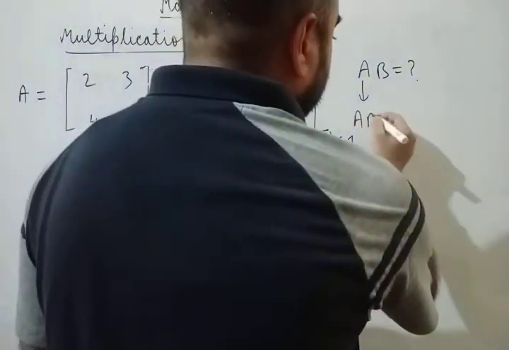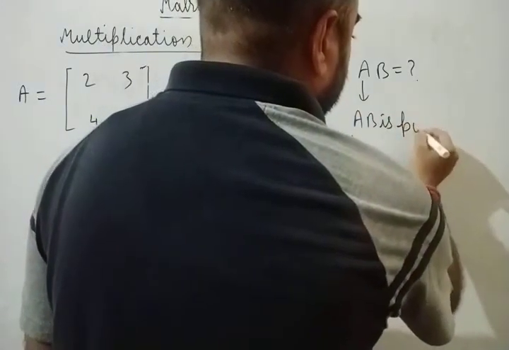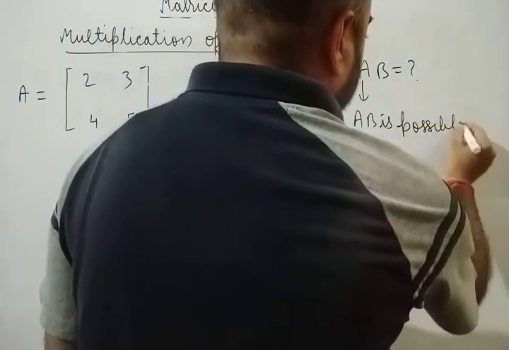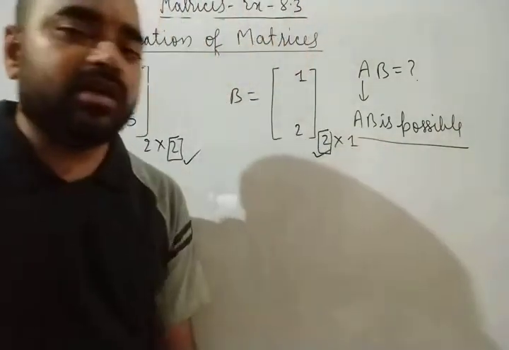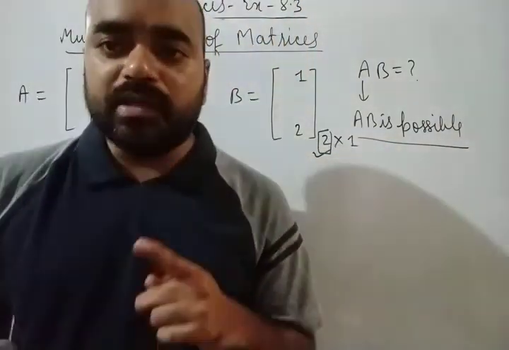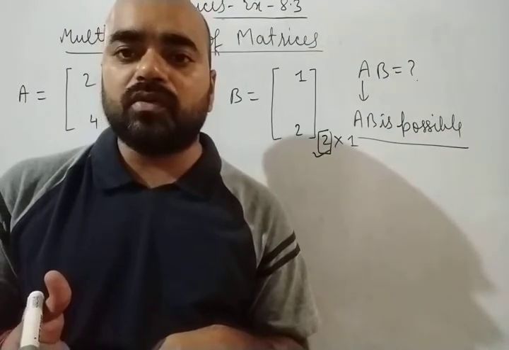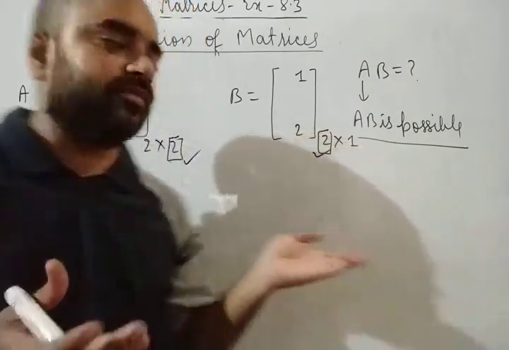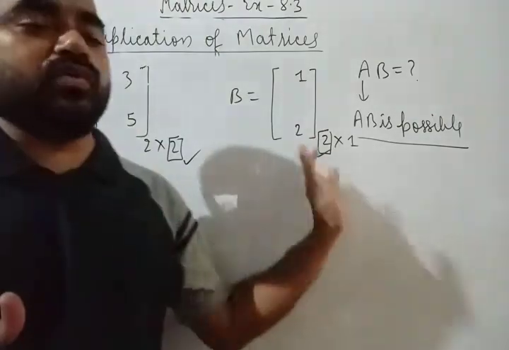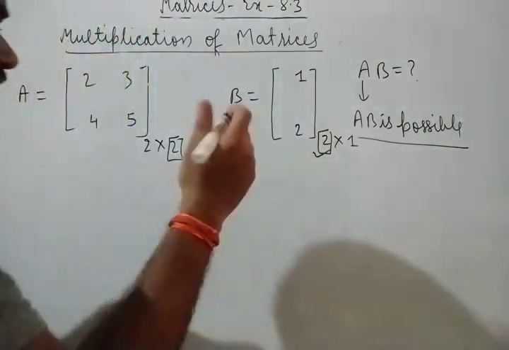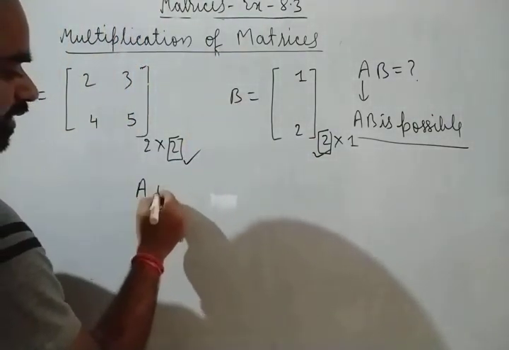AB is defined. Correct? Why is AB possible? Since for AB to be defined, the number of columns in the first matrix must be equal to the number of rows in the second matrix, and we can see both are 2 and 2. Correct? Now, it means AB is defined.